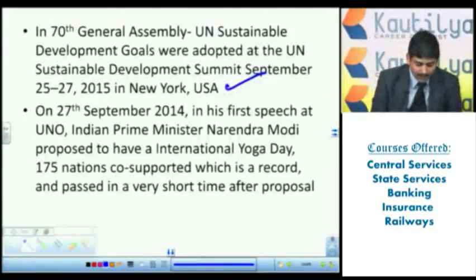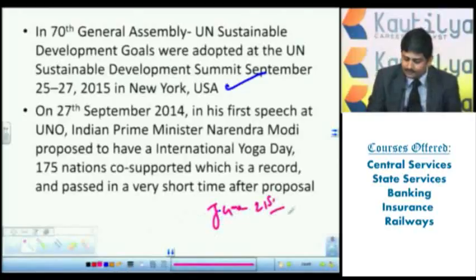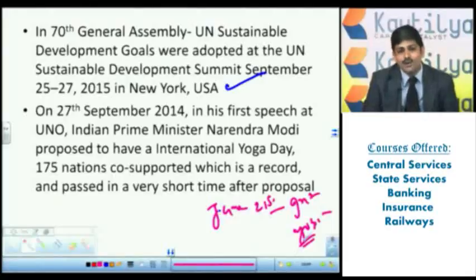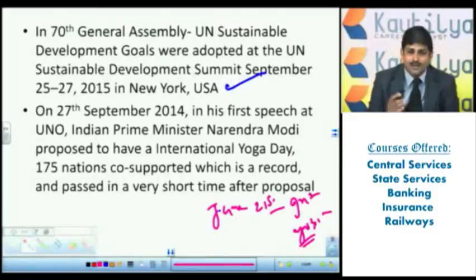Generally, we celebrate June 21st as International Yoga Day. International Yoga Day is being celebrated on every June 21st. Actually, the Prime Minister of India, Narendra Modi, proposed in the United Nations General Assembly that the world should have an International Yoga Day. He made this proposal in his first speech in 2014 in the United Nations General Assembly.